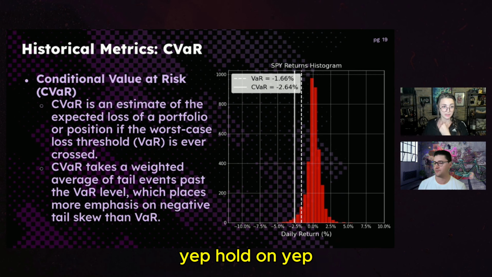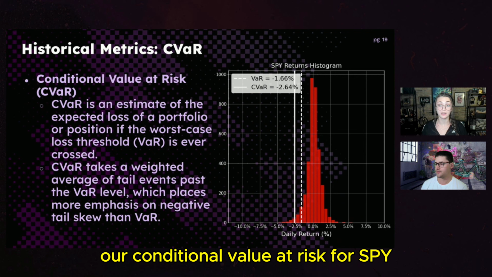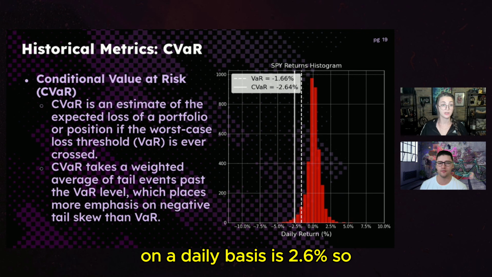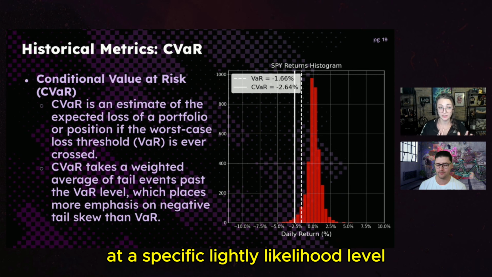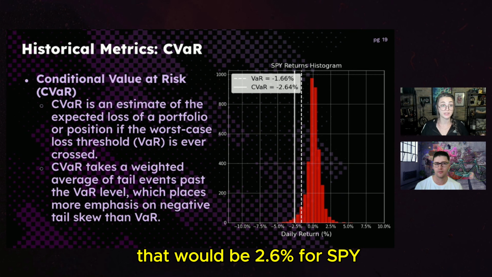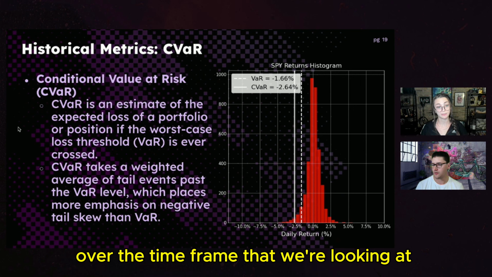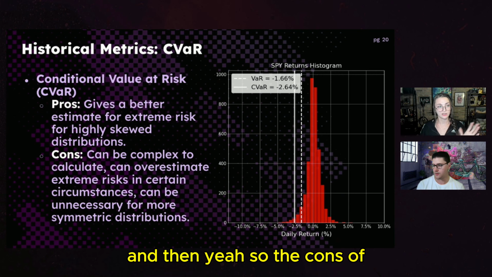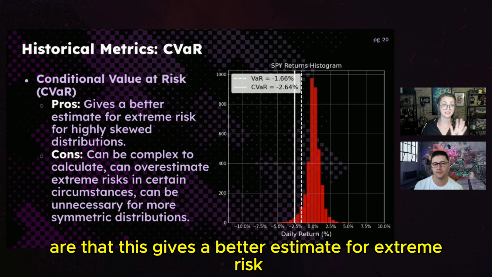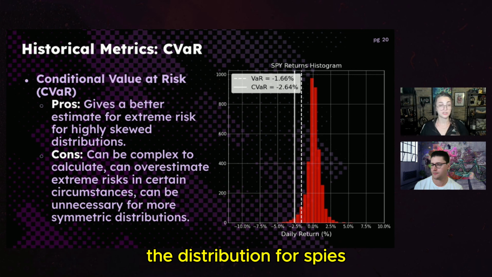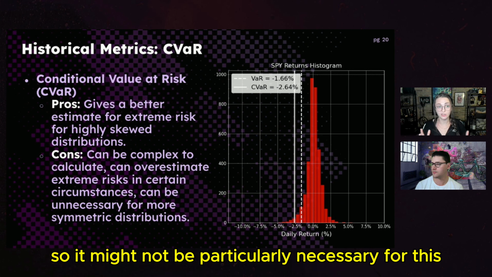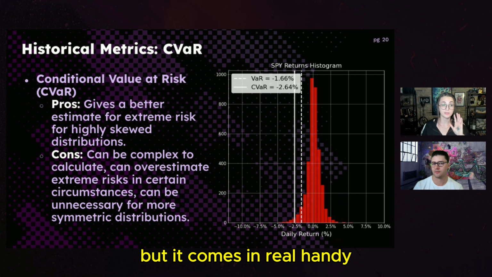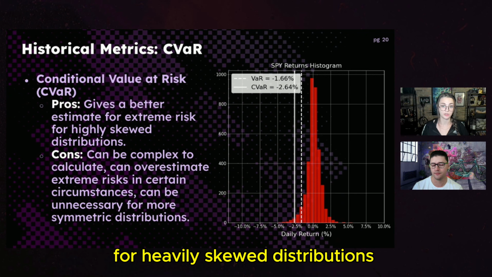Yep, totally. So our conditional value at risk for SPY on a daily basis is 2.6%. If we want a more extreme estimate for worst case loss at a specific likelihood level, that would be 2.6% for SPY over the time frame that we're looking at. The cons I've maybe mentioned a little bit. The pros are that this gives a better estimate for extreme risk for highly skewed distributions. The distribution for SPY is fairly symmetric, so it might not be particularly necessary here, but it comes in real handy for heavily skewed distributions.